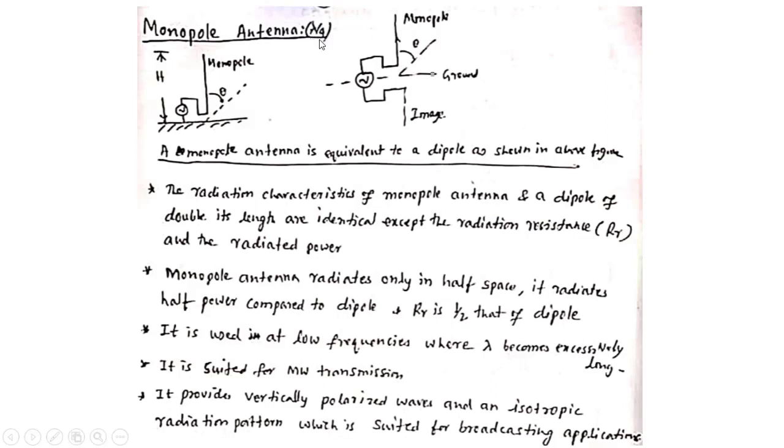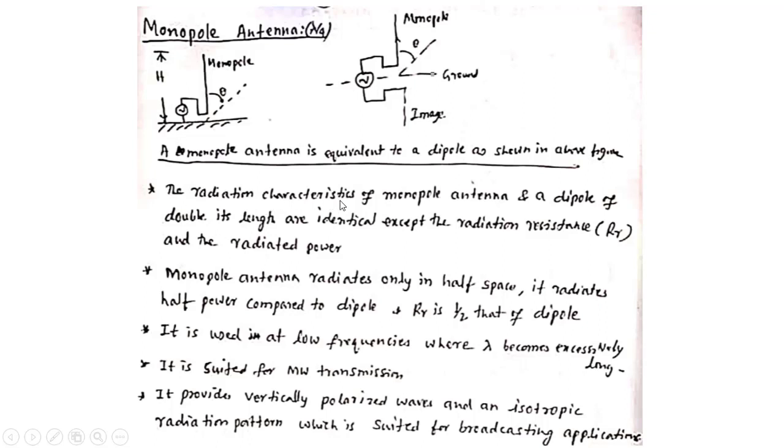It is having wavelength equal to lambda by 4. So you will get here the monopole, its height is lambda by 4. On the other side it is grounded here. So the equivalent circuit is shown here. This angle is theta here, lambda by 4. This is the image of the monopole here. A monopole antenna is equivalent to a dipole as shown in the above figure.